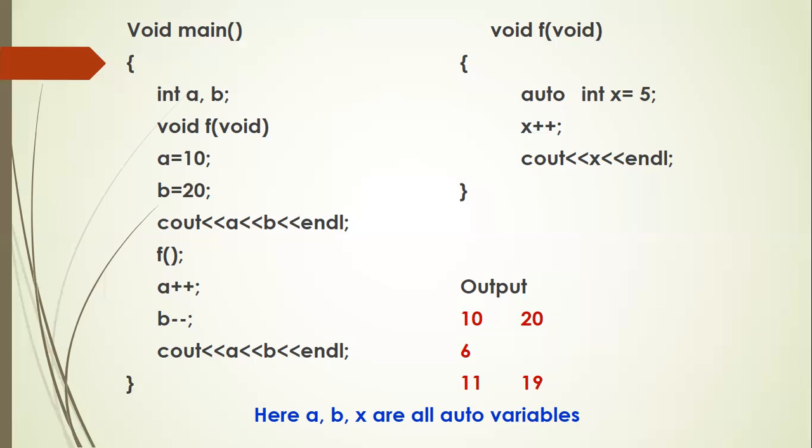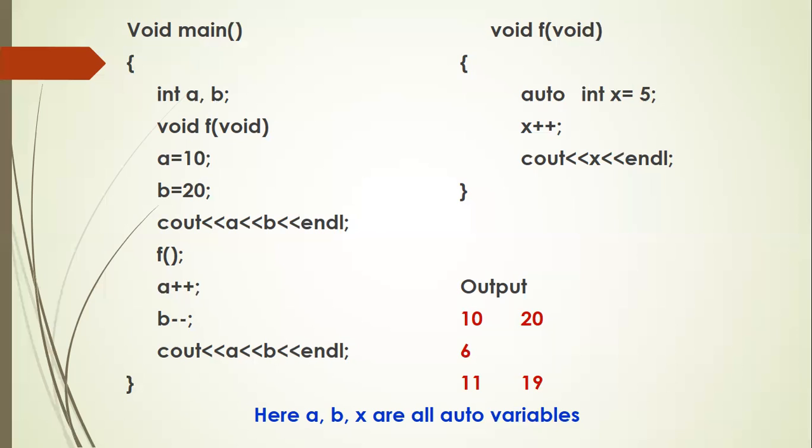So this is a major difference between an automatic variable and an external variable. An automatic variable is declared inside a function, while an external variable is declared outside of all the functions. An automatic variable is alive and active only within that function, while an external variable is alive and active throughout the program. And only a specific function can access an automatic variable, whereas all functions can access external variables.